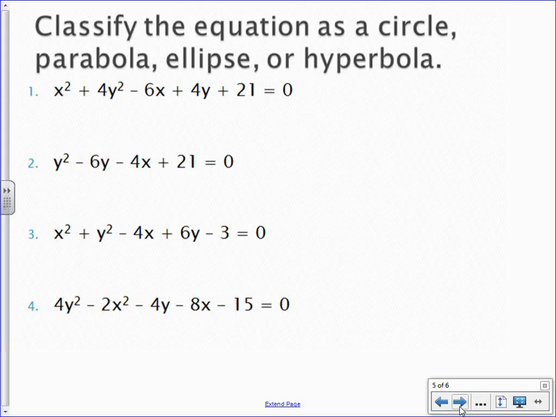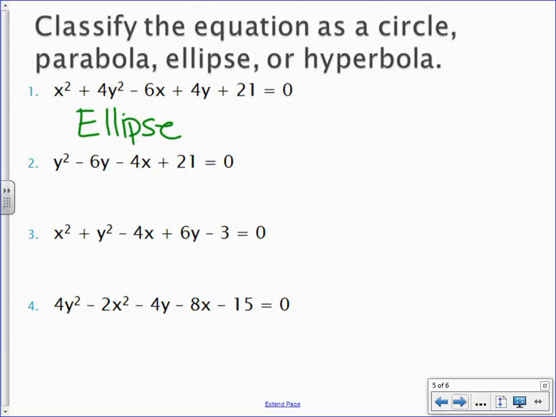So let's see. Do you want to start with number 1? Sure. What's number 1? Ellipse. And why do you think that it's an ellipse? Because it's x squared plus y squared. Okay, so we have x squared and y squared, and it's adding instead of subtracting. What do you think about his logic? Sound good? I like it.